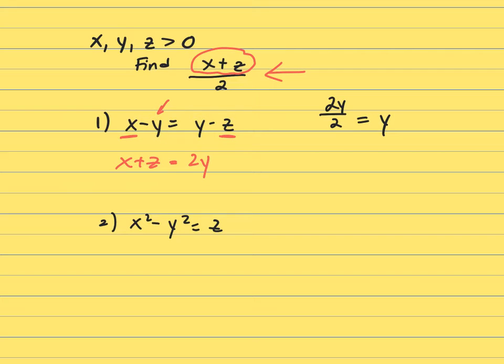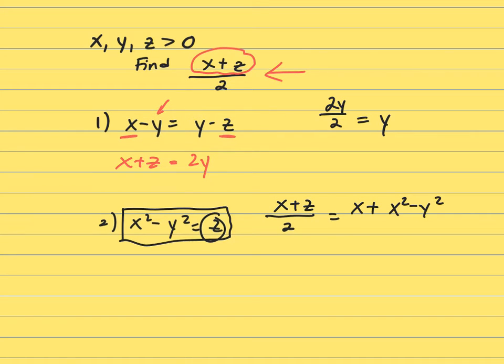Clue 2, this does not work. I could plug this z value in. We've got (x + z)/2. So that means you've got x plus x squared minus y squared, over 2, but I can't find the value of x and y, so that doesn't work.